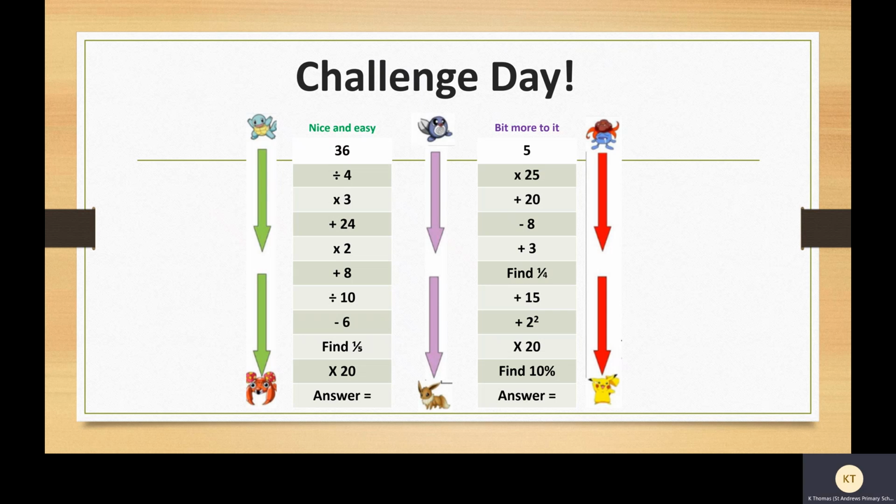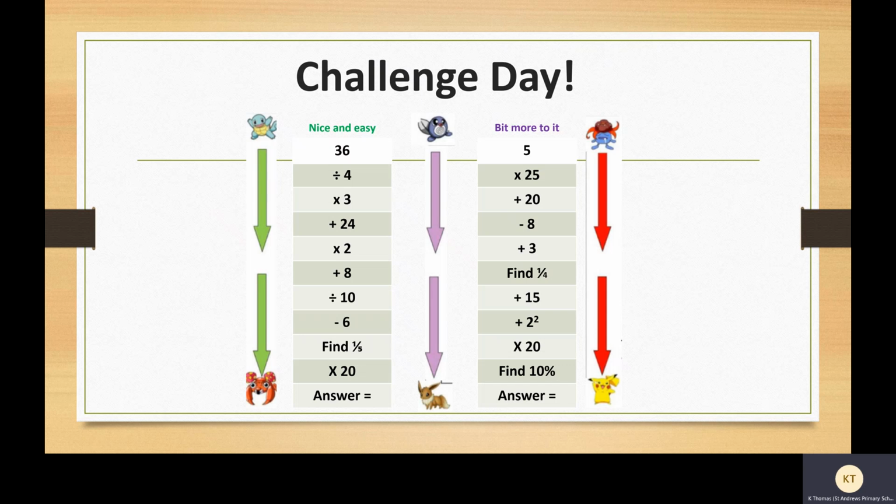Let's look at the purple, a bit more to it column. So this time we start with the number 5. 5 multiplied by 25 equals 125. 125 add 20 equals 145. 145 subtract 8 equals 137. 137 add 3 equals 140. Find a quarter of 140 and your answer will be 35. 35 add 15 equals 50.